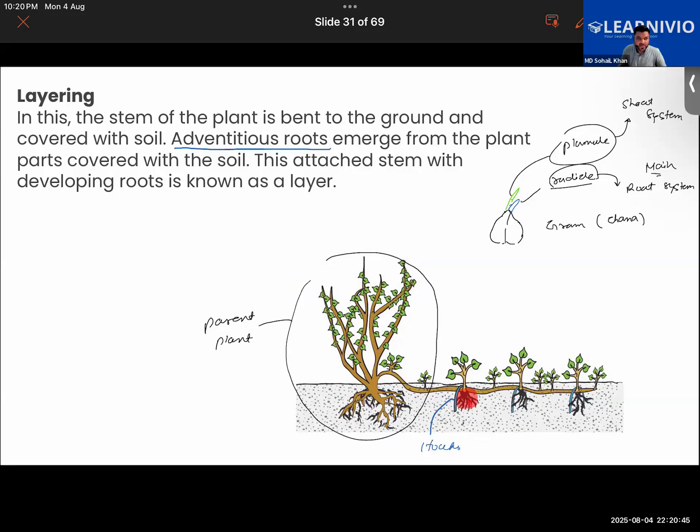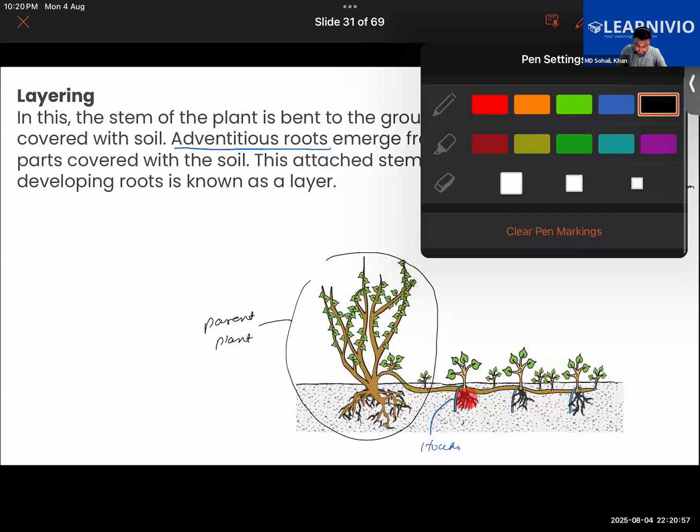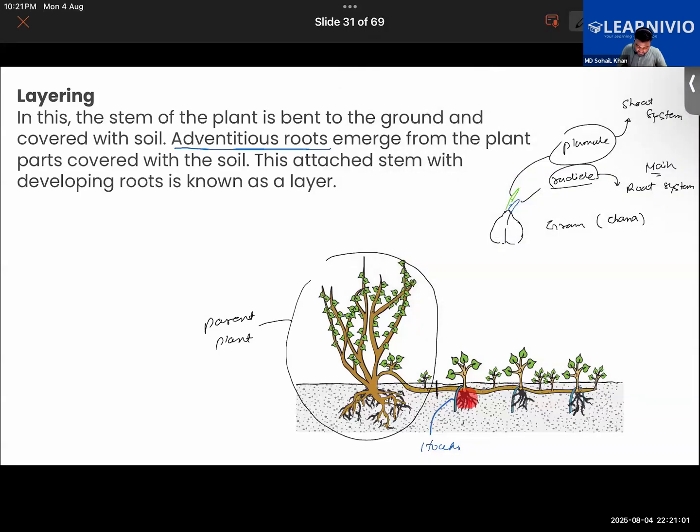So while it's still attached to the parent plant, we are seeing that new plants have grown here. Then later on, you can cut these new plants when they're big enough, and they will start to grow independently.